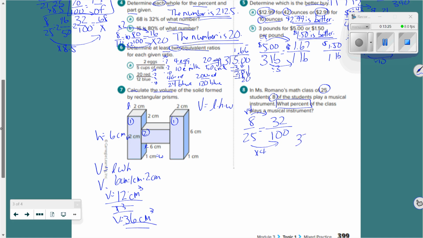So 32% of students play an instrument. Remember, in the word problem, we answer in a full sentence, correct? Yes. Okay, go to the back page.